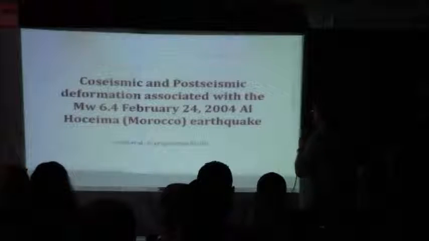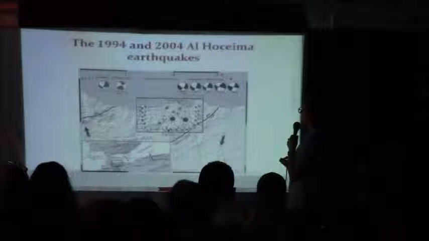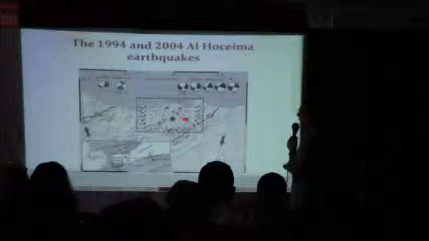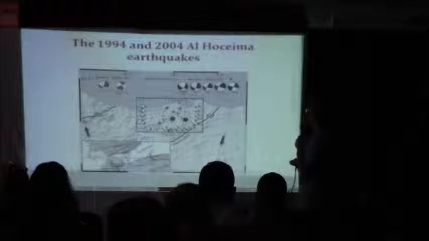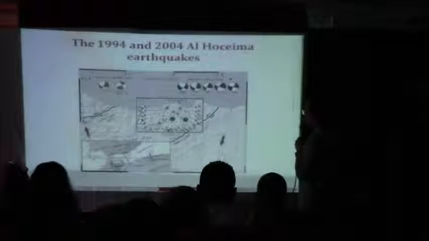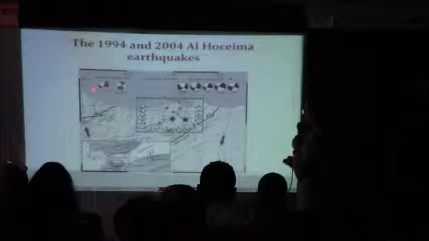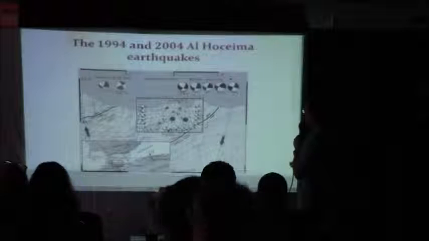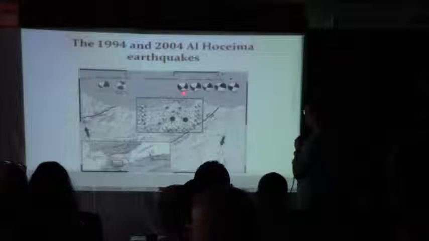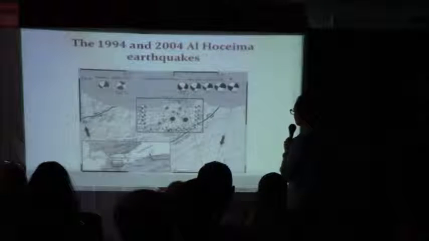So I will continue with the 2004 Al Hoceima earthquake. The 1994 and 2004 earthquakes affected the Al Hoceima region within 10 years, and they occurred on conjugate faults, as can be seen from the focal mechanisms. And the 2004 earthquake was related to a northwest-southeast trending right-lateral strike-slip fault.